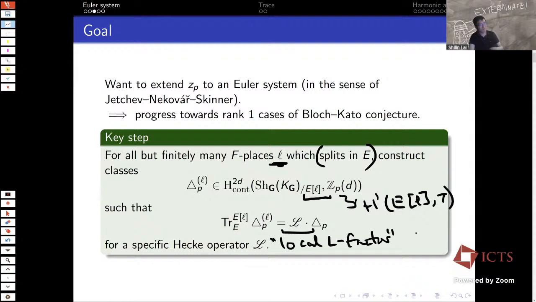E inverse. I mean, to be precise, in the Euler system formulation, this is a characteristic polynomial of Frobenius. But in the cases we consider, this characteristic polynomial will be a local L factor. So to extend this base class to an Euler system comes down to constructing a large collection of classes, basically one for each place L.